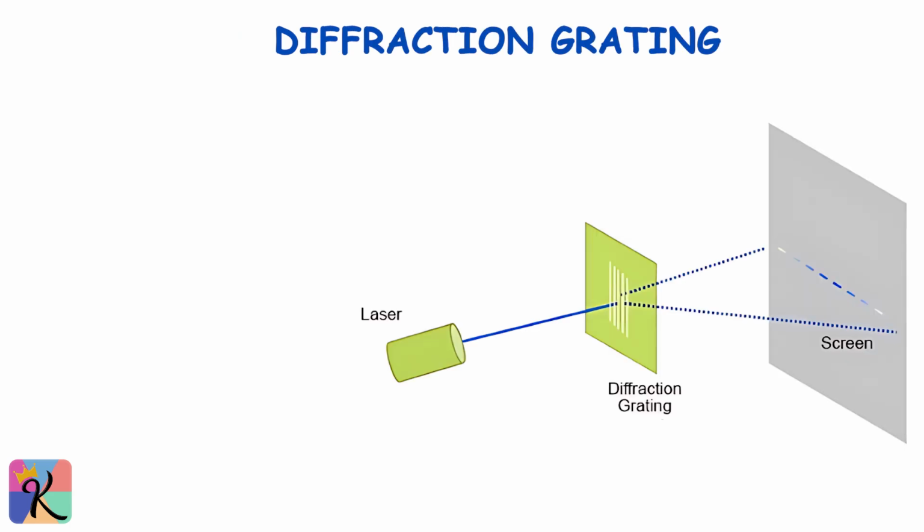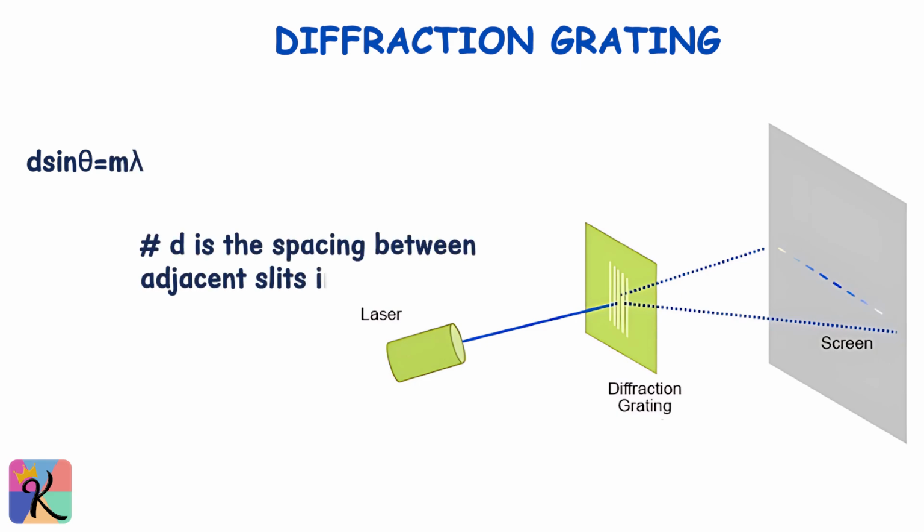A diffraction grating consists of many closely spaced slits, which produce a diffraction pattern with sharper and more defined maxima compared to a double-slit setup. The condition for maxima is similar to that of the double-slit experiment, which again is the equation d sine theta is equal to m times lambda. Here, d is the spacing between the adjacent slits in the grating.